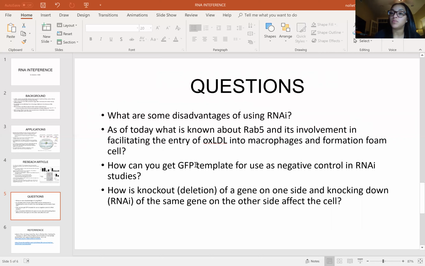It basically deletes specific genes. It goes and cuts where the specific mutation is. However, RNA interference does not delete the gene. It suppresses the specific gene, so it's not expressed. So those are the questions that I have.